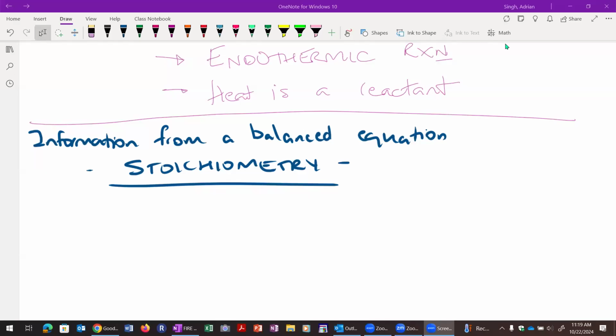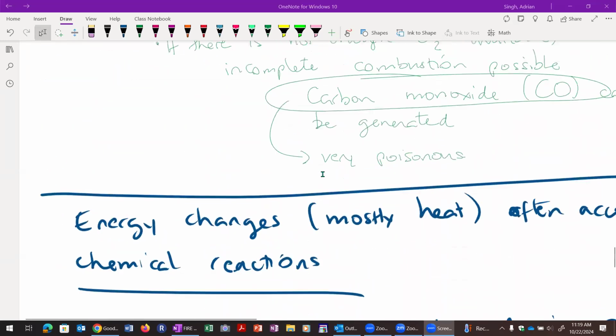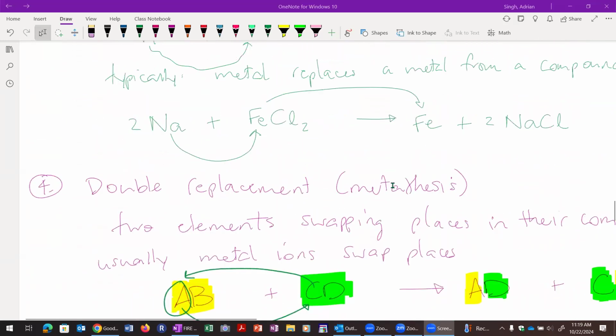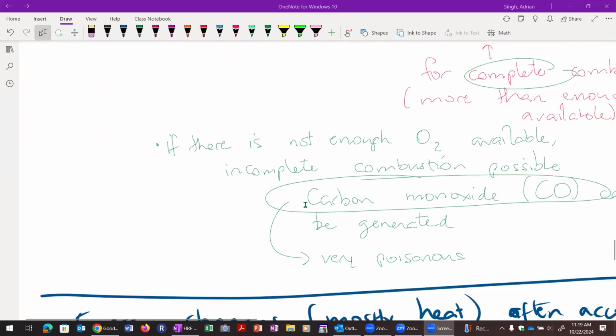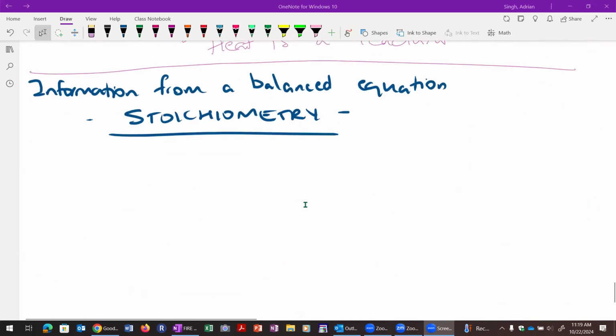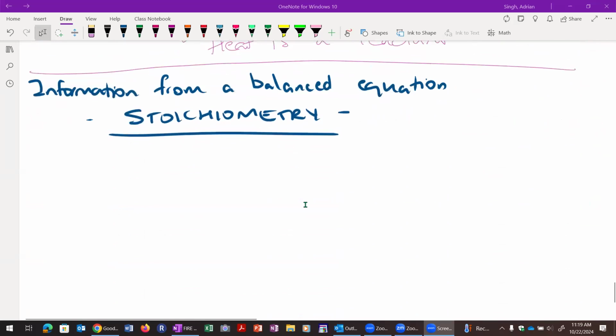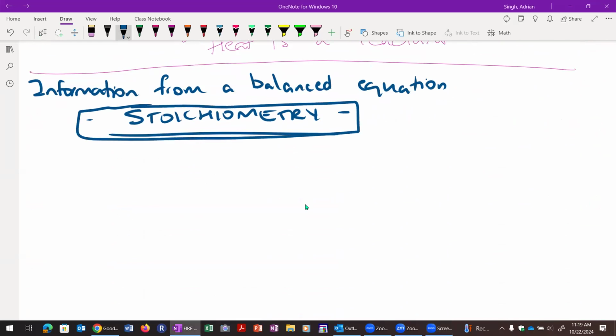So now that we have a basic idea of how to write, how to interpret, how to balance chemical equations, and also how to classify them, we're going to take a look at probably the most important use of a chemical equation, and that is extracting the relevant information and then using that to solve problems. And that is encompassed in a concept known as stoichiometry.